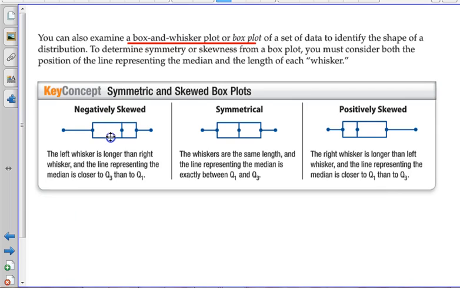When you have something like this, okay, the left whisker is longer, so the median is closer to here, so this is negatively skewed or left skewed. Symmetrical means when all the pieces are about the same size. When the right whisker is longer, okay, and the median is closer to the left, then it's positively or right skewed.